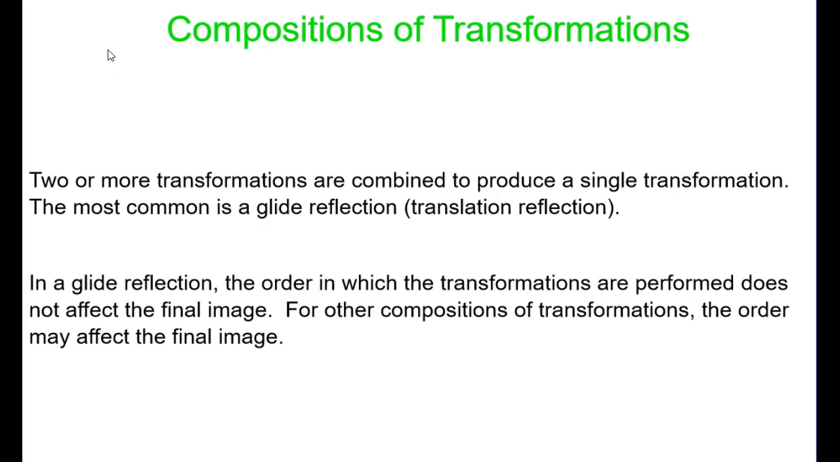Now we're going to discuss compositions of transformations. Compositions are two or more transformations that are combined to produce a single transformation. The most common one is a glide reflection. Glide is referring to a translation, so glide reflection, think of that as a translation and then a reflection. In a glide reflection, the order in which the transformations are performed does not affect the final image. For other compositions of transformations, say if we have rotations involved, the order may affect the final image.